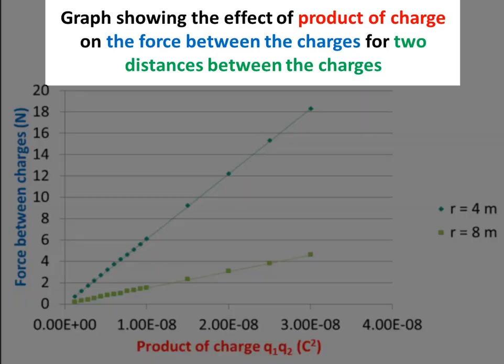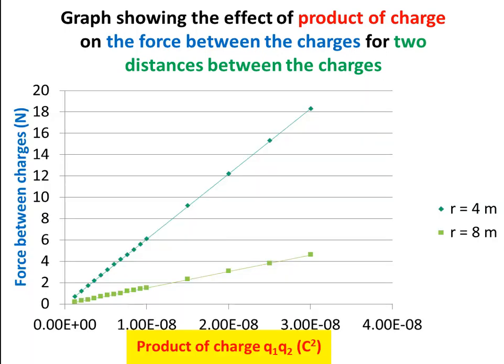The heading is: graph showing the effect of product of charge on the force between the charges for two distances between the charges. Product of charge is our independent variable. It goes on our x-axis, unit coulomb squared. Force between the charges goes on the y-axis because it is the dependent variable, unit newtons. Two distances between the charges, that's our context. And so we have two different series within the graph to be able to compare how this relationship differs between these two separations between the charges.